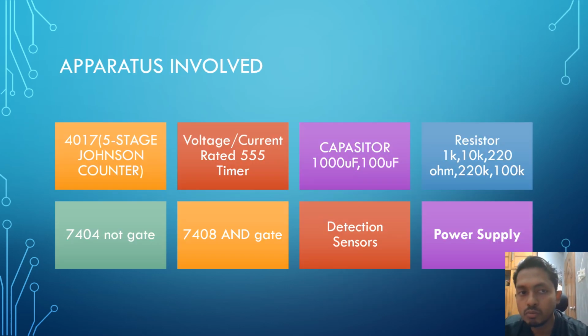In this slide, we'll talk about the apparatus we used for the system: a five-stage Johnson counter, voltage current rated 555 timer, a capacitor, a resistor, 7404 NOT gate, 7408 AND gate, detection sensors, and power supply.